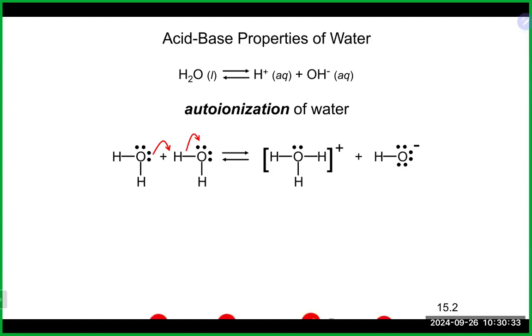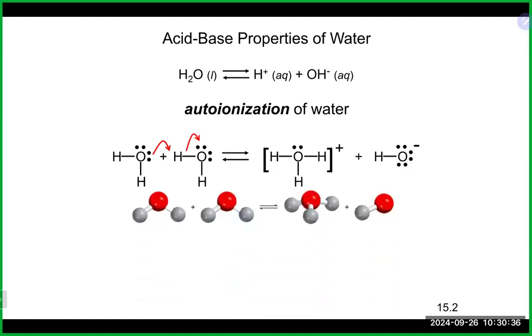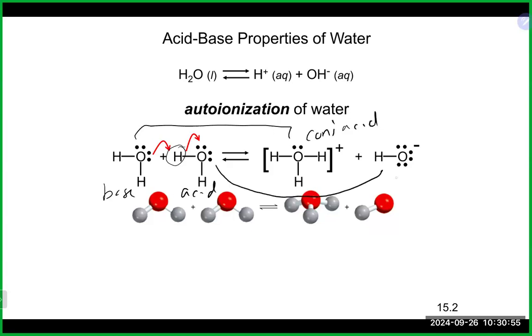So for example, here, this guy is going to grab its H plus, so he's going to act as a base, and he'll act as an acid, and then obviously we'll have our conjugate acid-base pairs on the other side, with this being our conjugate acid, and this guy being our conjugate base. This is actually an equilibrium type of reaction that's occurring when we have water reacting with itself.